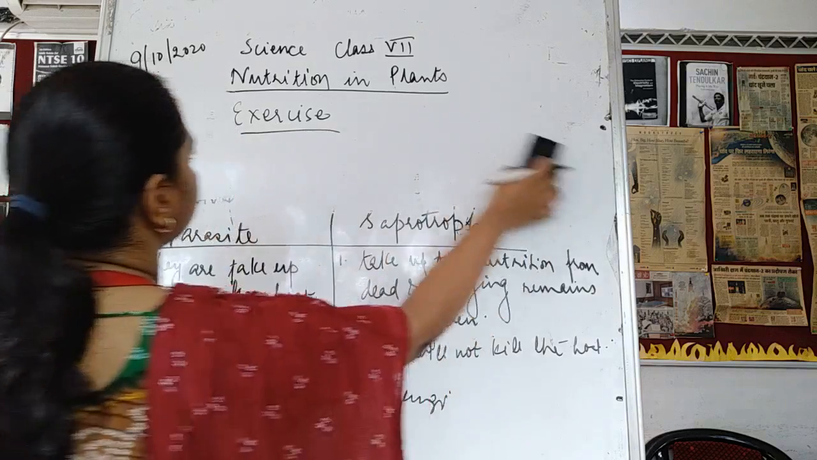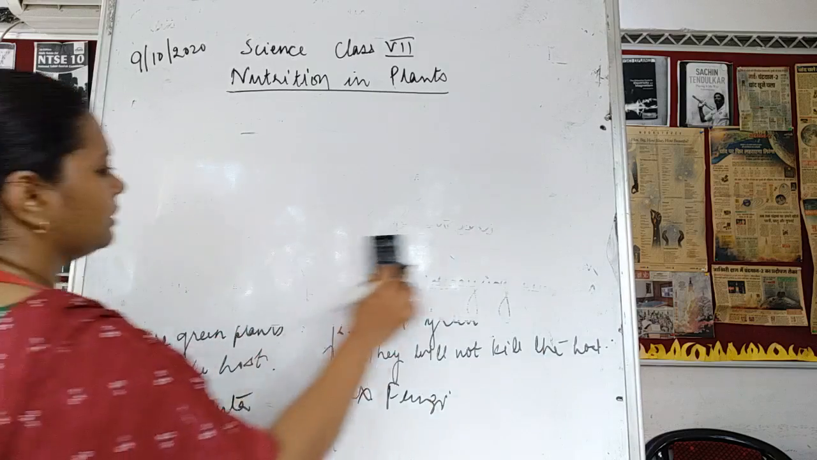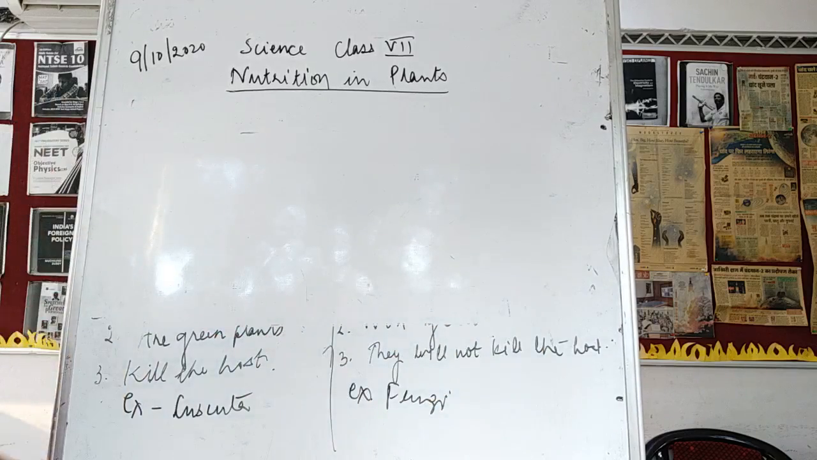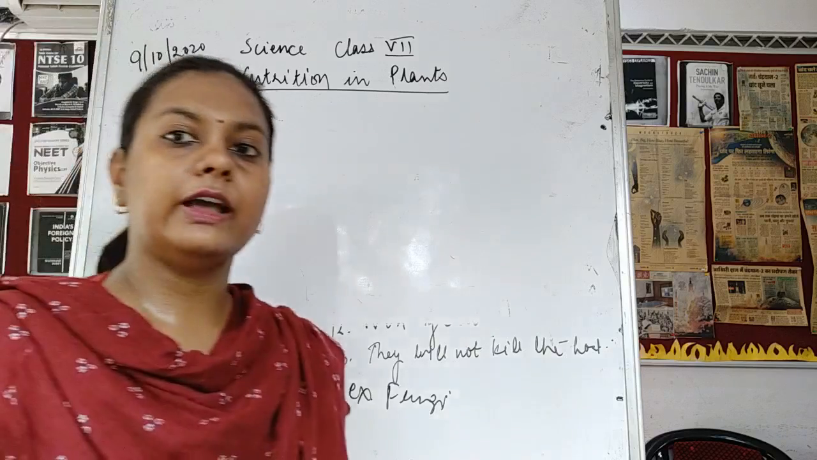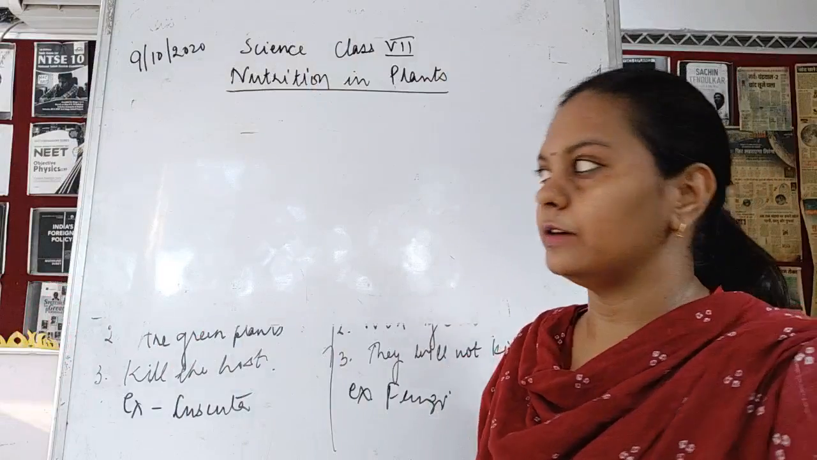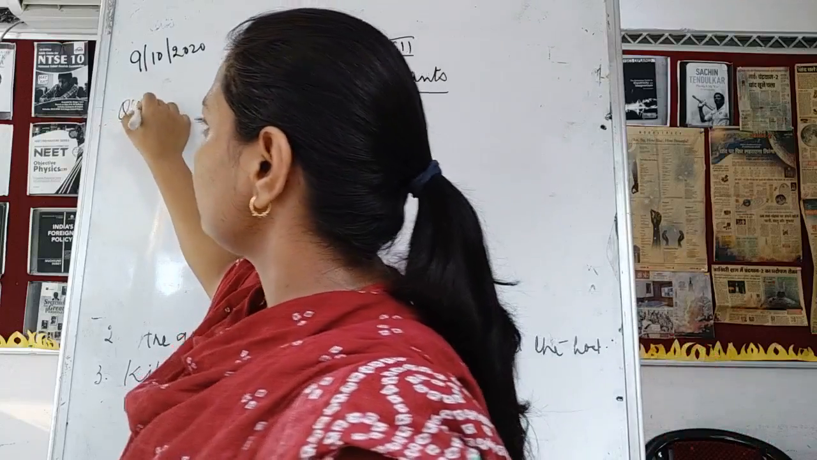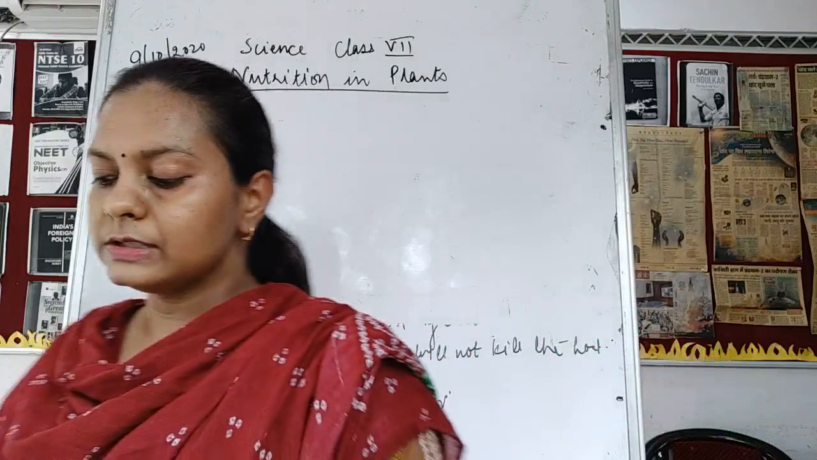Now I move on to the third question. So you also have to write down the differences in this manner only, where you will divide the page into two halves and then you can write down the differences. Then the next question is question number 3. How can you test the presence of starch in the leaves?